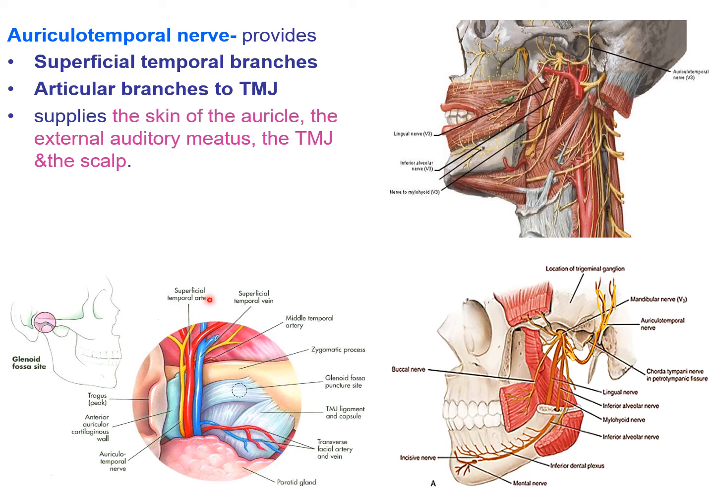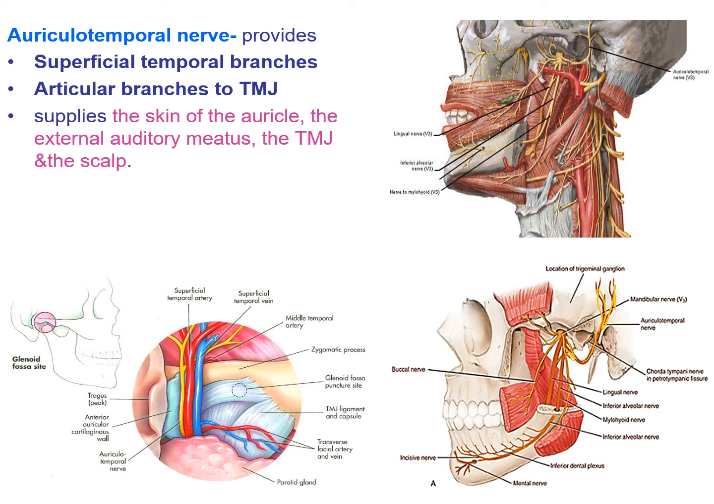Thus, the auriculotemporal nerve supplies the skin of the auricle, the external acoustic meatus, and the temporomandibular joint along with the scalp. The auricular branches supply the skin of the tragus, the adjoining upper part of the auricle, the roof and the anterior wall of the external acoustic meatus, as well as the cuticular layer of the tympanic membrane. The articular branches are given to the temporomandibular joint.